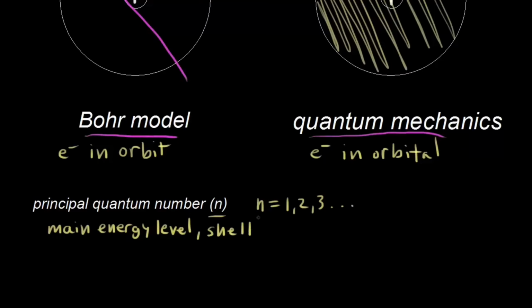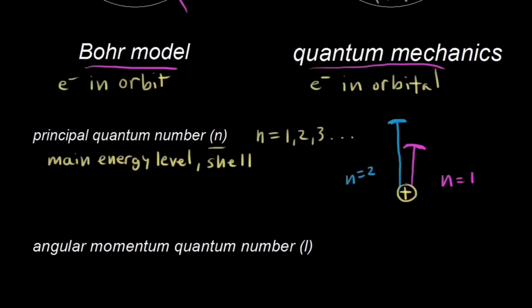As n increases, the average distance of the electron from the nucleus increases, and therefore so does the energy. So for example, if this was our nucleus right here, and let's talk about n equal to 1, let's say the average distance from the nucleus is right about here. Let's compare that with n equal to 2. n equal to 2 means a higher energy level, so on average, the electron is further away from the nucleus and has a higher energy associated with it. So that's the idea of the principal quantum number. You're thinking about energy levels or shells, and also about average distance from the nucleus.